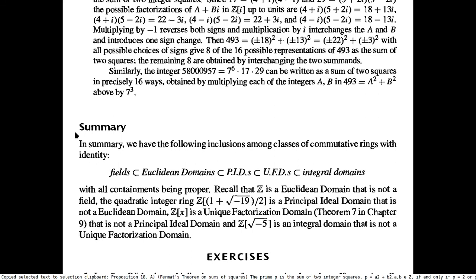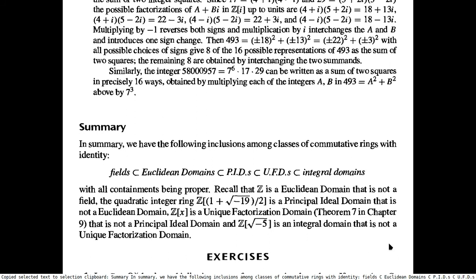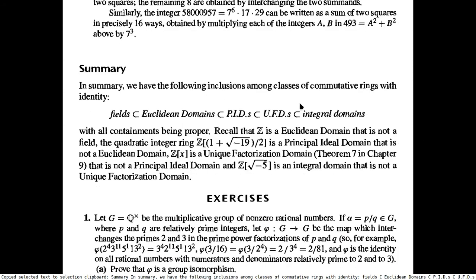So, yeah, this is the summary. This is what you're going to take away from the lecture. Euclidean domains are kind of principal ideal domains. Principal ideal domains are kind of UFDs, and UFDs are integral domains. And with that, we are done for today's lecture. It was tiring, but okay.